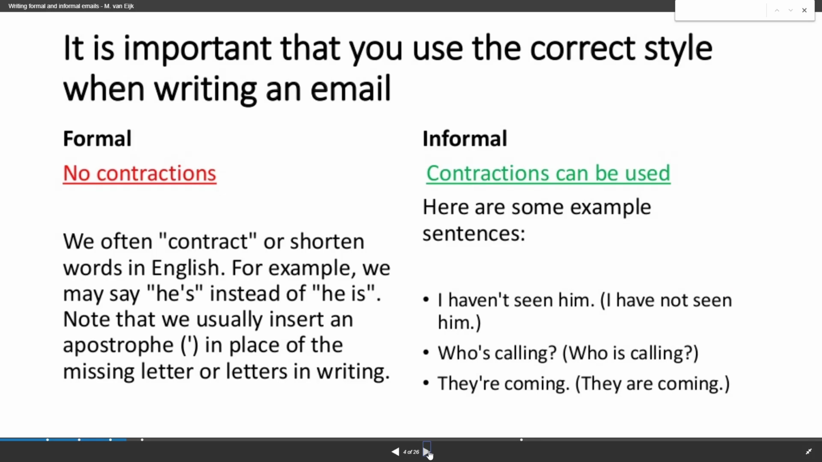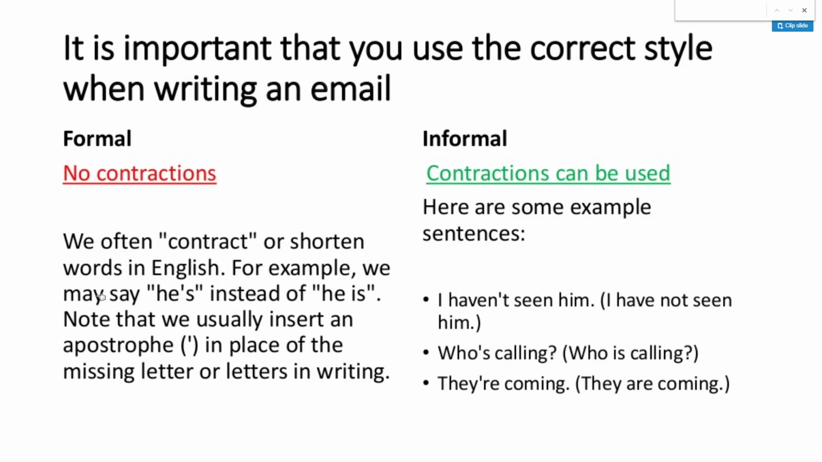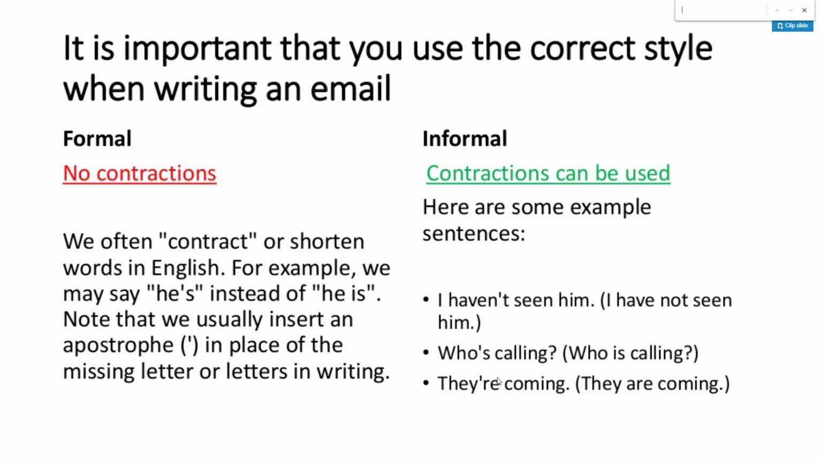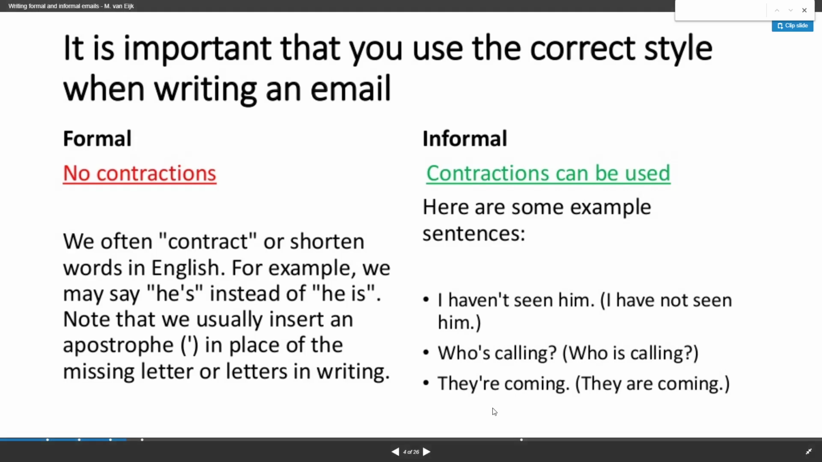With formal emails, you don't use contractions, samentrekkingen. So, instead of he's, you write he is. Don't is written as do not. With informal emails, contractions can be used, of course. Haven't seen him. So in the formal email you would write have and space and then not. The same with who's calling. In a formal email you would write who and then is calling.